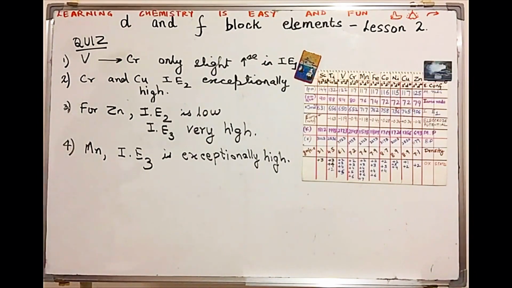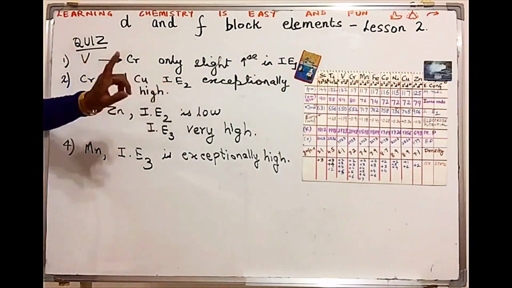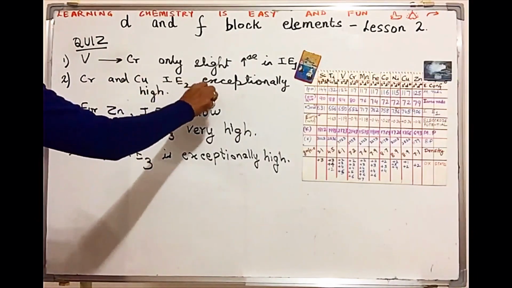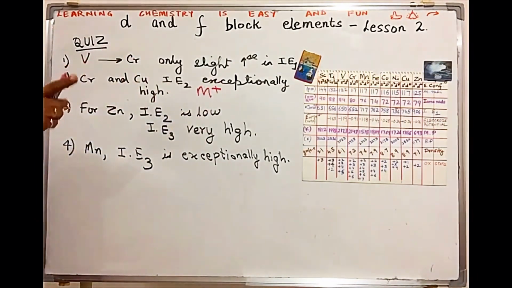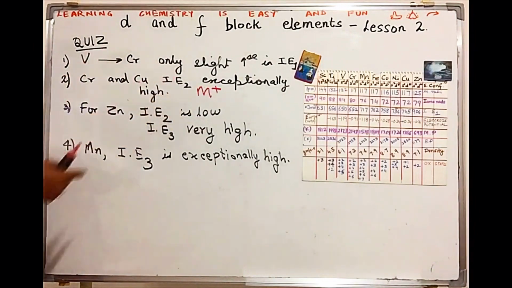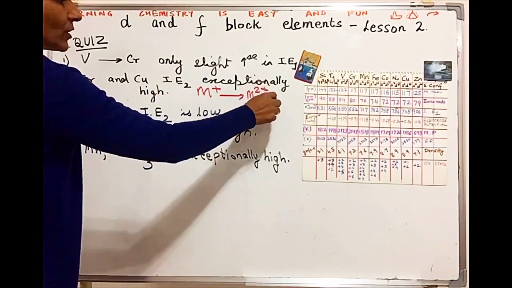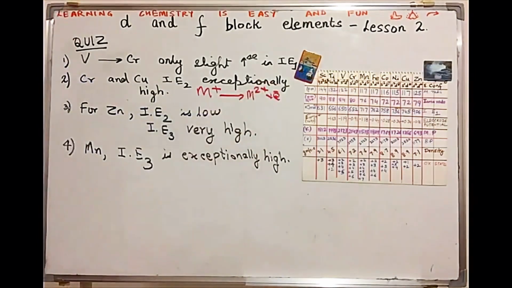I'm going to throw a big hint to you over here. To answer all these questions, just write the electronic configuration. So if I'm talking about IE2, make sure that you write the electronic configuration of M+ and not M alone, because IE2 means we are talking about removing the second electron from the atom, right? So be careful of what we are talking about over here. Write the electronic configuration and you will have the answer to all of these questions.